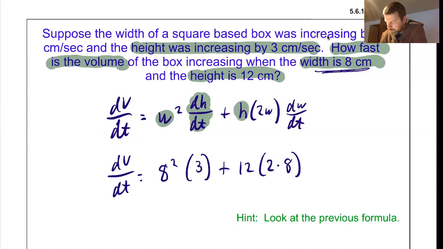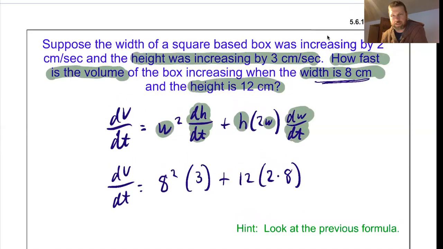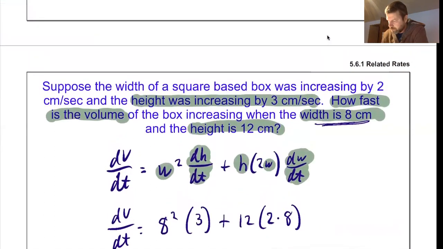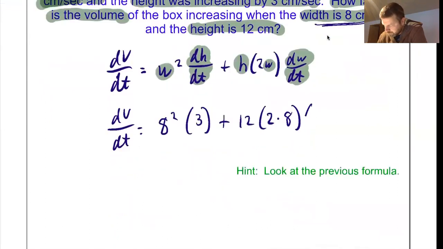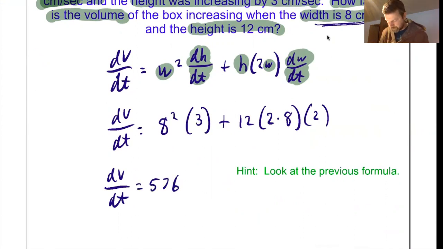Times dW/dt. Well, dW/dt was how fast W is changing. Let's see. Yep, here it is, right there. The width was changing by 2 centimeters per second, right? Width was increasing by 2 centimeters per second. So dW/dt is 2. Calculate all that out. I'm going to use a calculator for that one. I get 576. Now that 576 isn't just sitting there, that's how fast the volume is changing over time.